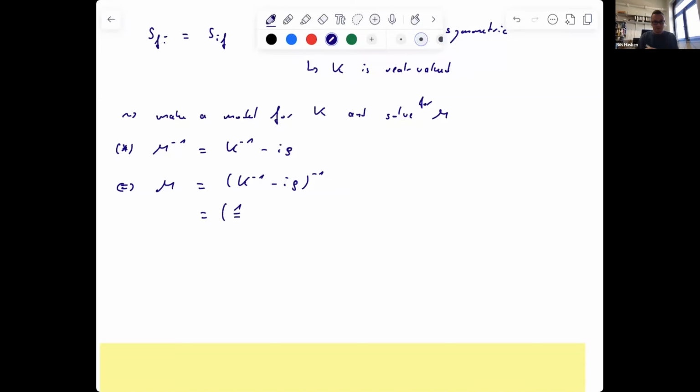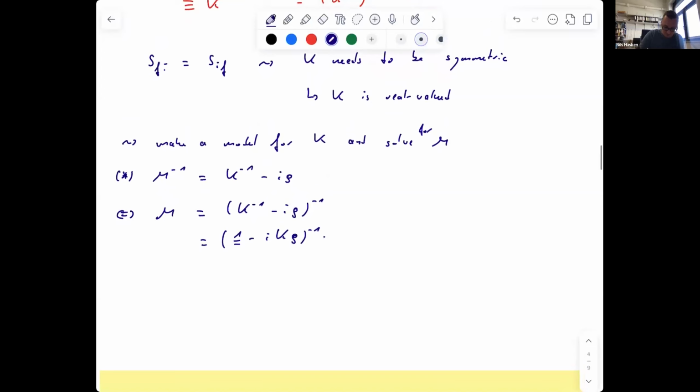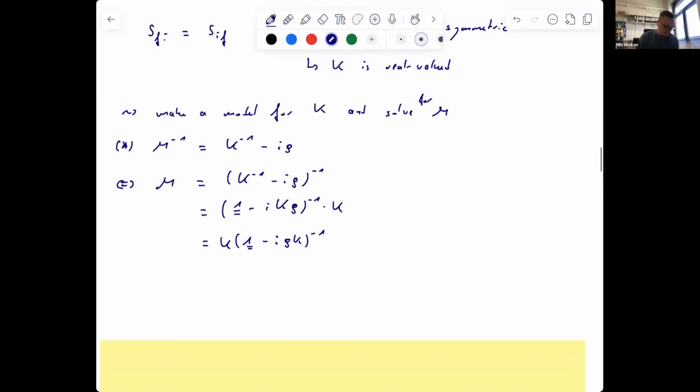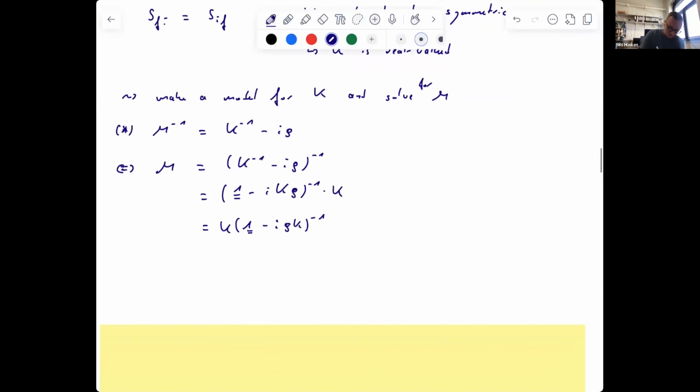So one option is to take K to the power of -1 out to the right. So this will give us 1 minus I K rho, the inverse of this, times the K on the right-hand side. But we could have also taken this out on the left-hand side and then get 1 minus I rho K, the inverse of that.